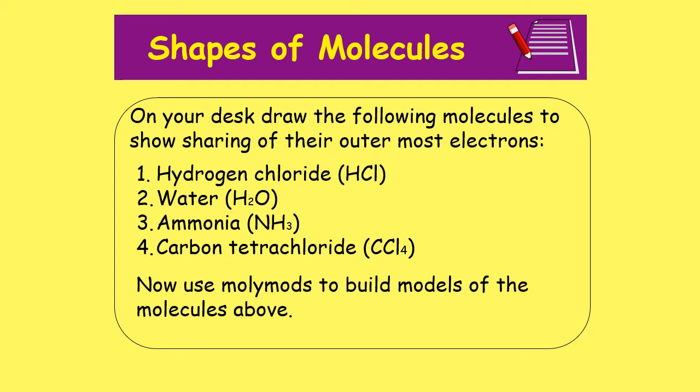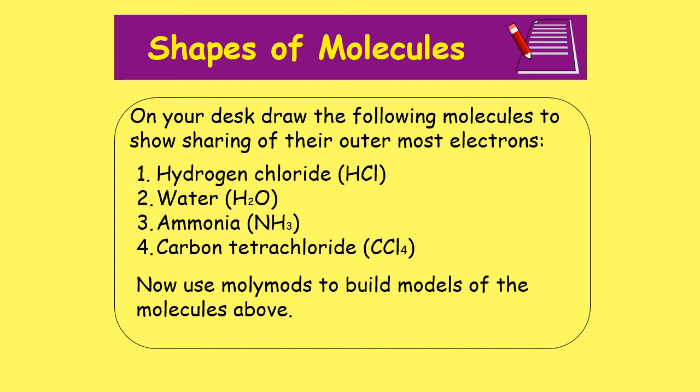But what we can say is that hydrogen chloride is a linear molecule with a single bond between hydrogen and chlorine. Water is angular, so it's sort of a bent-shaped molecule. There are 2 single bonds, a single bond between one hydrogen and the oxygen, and a single bond from the other hydrogen to the oxygen.